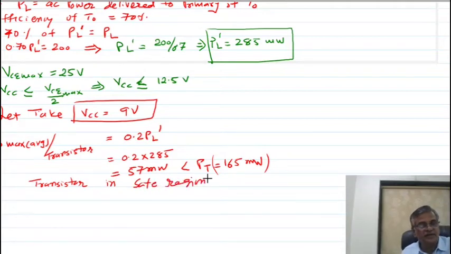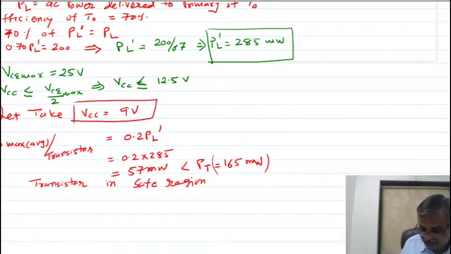Transistor operates in a safe region. So this equation I have not taken during the theory; this equation you have to remember. PD maximum, the average dissipation per transistor, is given by 0.2 PL dash. This should be less than your PT, the maximum average power dissipation capability of a given transistor, which is provided by the manufacturer.